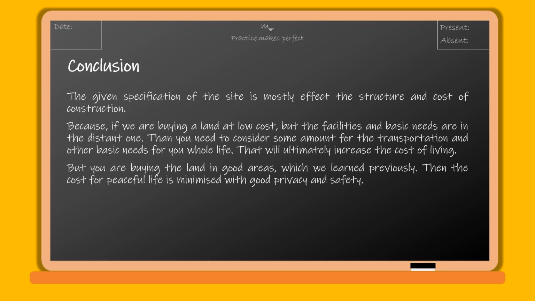The given specification of the site mostly affects the structure and cost of construction. Because if we buy land at low cost, but the facilities and basic needs are at a distance, then you need to budget some amount for transportation and other basic needs for your whole life. That will ultimately increase the cost of living. But if you buy the land in good areas, as we learned previously, then the cost for a peaceful life is minimized, with good privacy and safety.